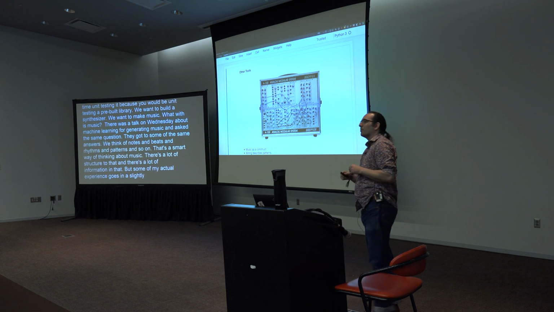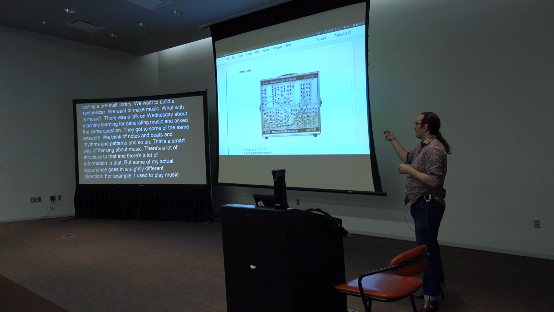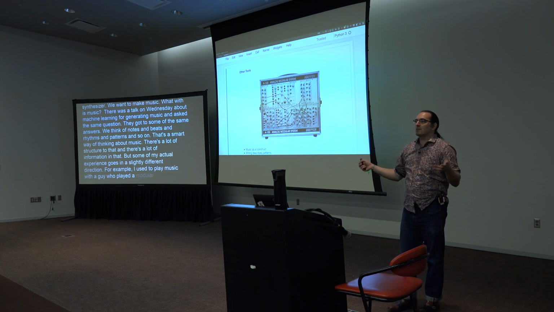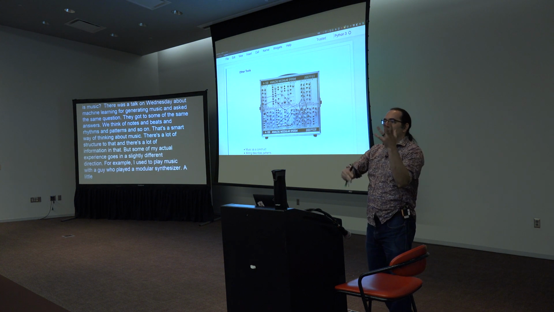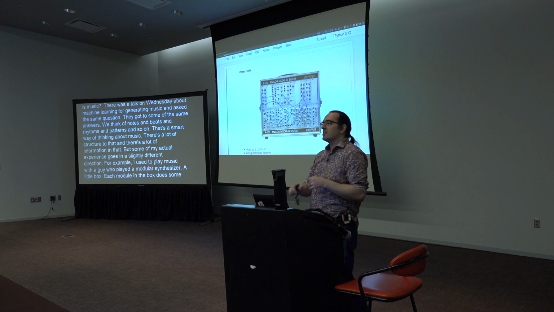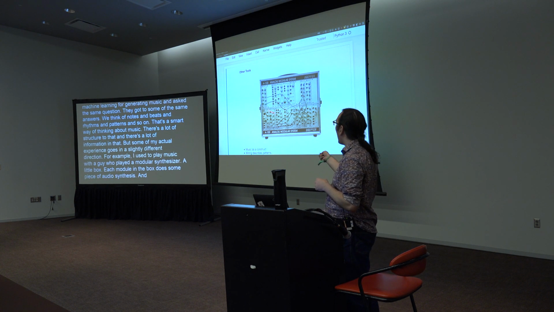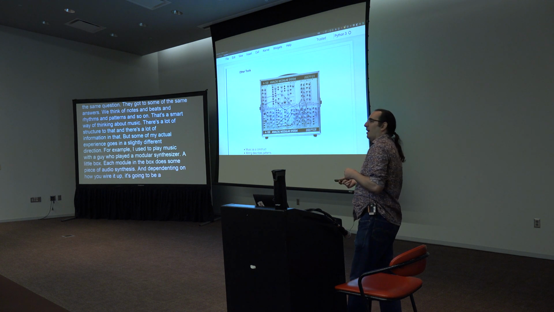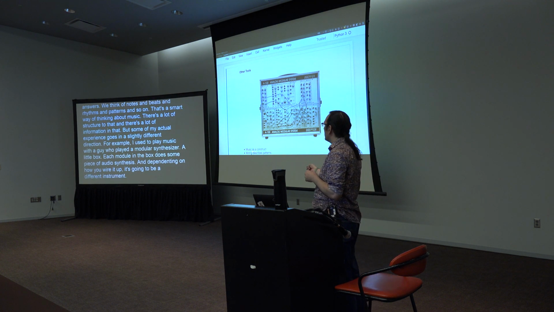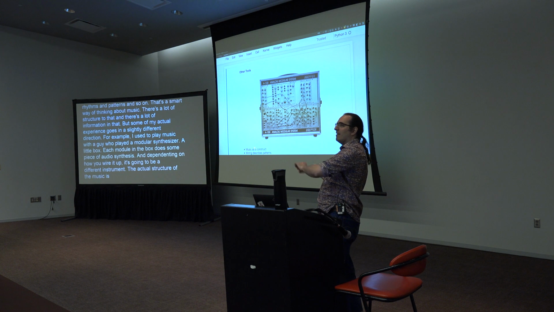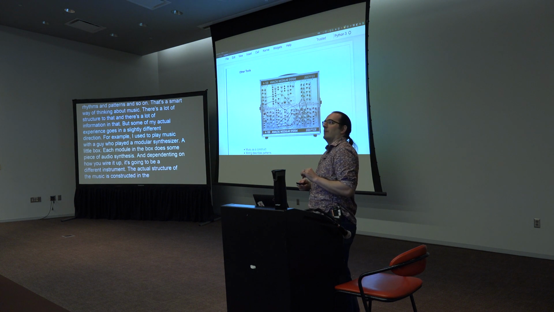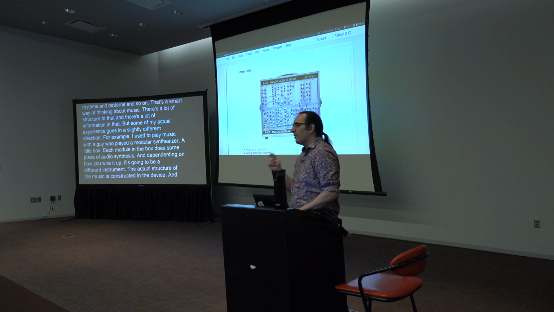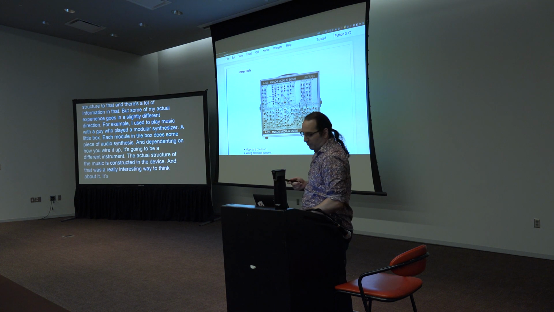For example, I used to play music with a guy who played a modular synthesizer. Little box. Each module in the box does some piece of audio synthesis, and depending on how you wire it up, it's going to be a different instrument. The actual structure of the music is constructed in the device. And that was a really interesting way to think about it. It's not a way I had thought about music previously.